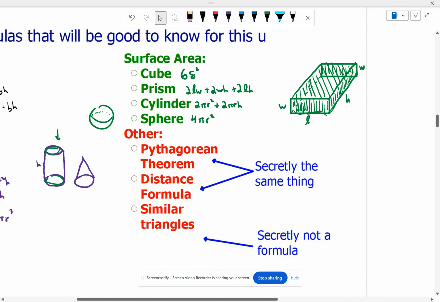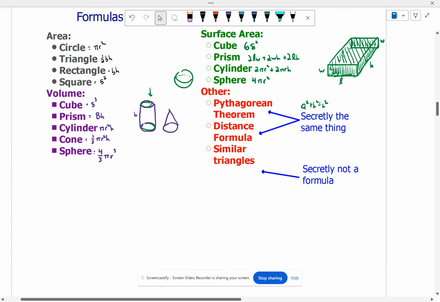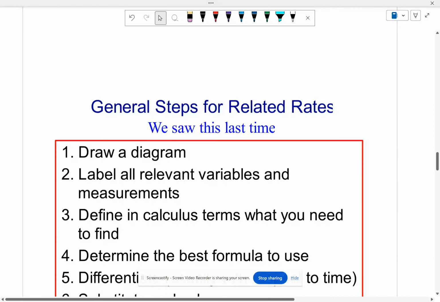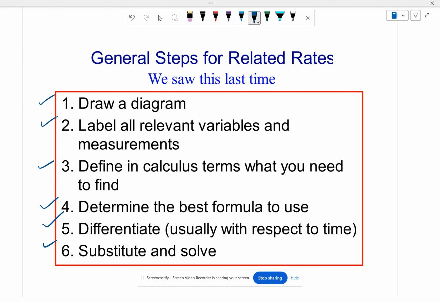Other stuff that we'll look at later is the Pythagorean theorem, a squared plus b squared equals c squared, and similar triangles. We'll look at that one today. But those are some formulas that we're going to need in our pockets. Quick review from last time when we're doing related rates problems: start off by drawing a diagram, label the relevant information, define calculus terms that we need, come up with a formula to relate the information we have, differentiate, and then substitute and solve.